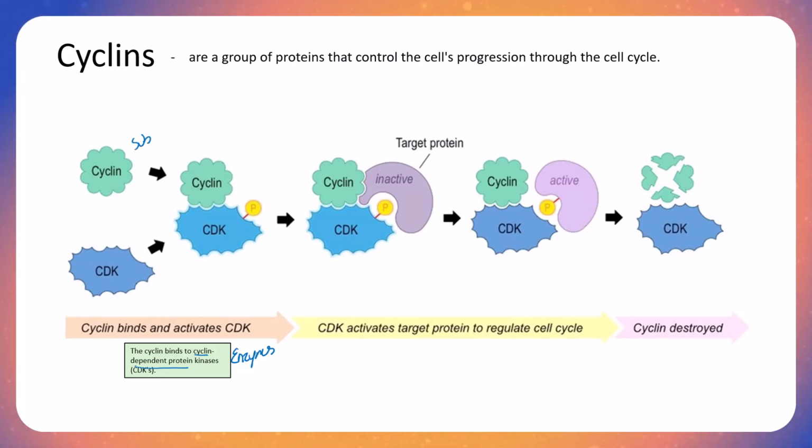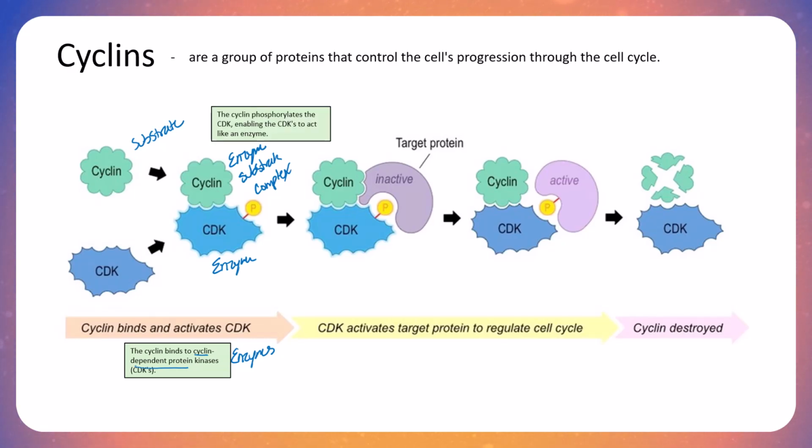So the substrate is the cyclin, the enzyme is the CDK, and when the substrate and enzyme bind, it produces that enzyme substrate complex, and that enzyme substrate complex is a group of proteins that are going to be activated and induce some kind of metabolic reaction. The cyclin phosphorylates the CDK, enabling the CDK to act like an enzyme.